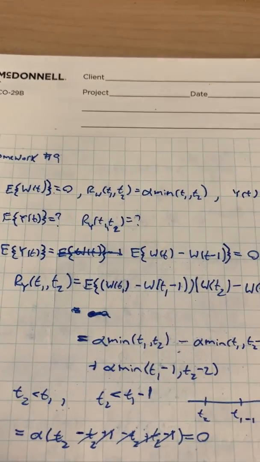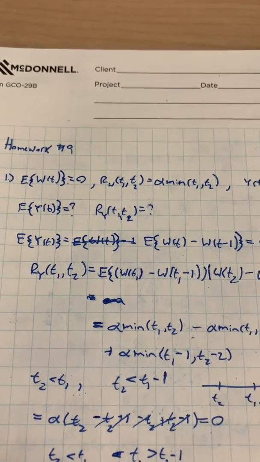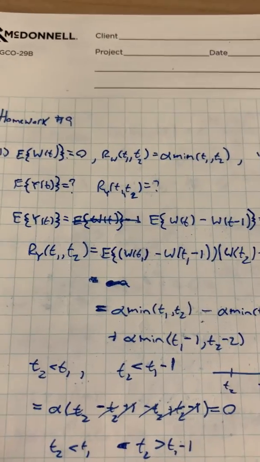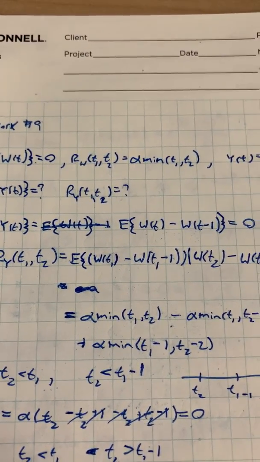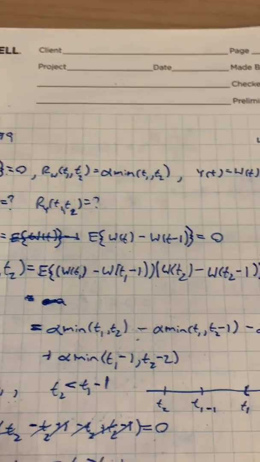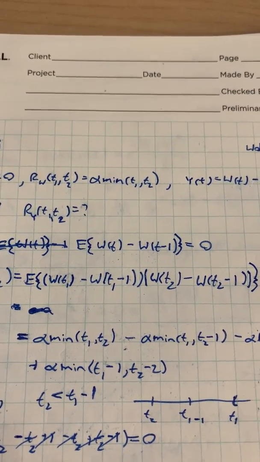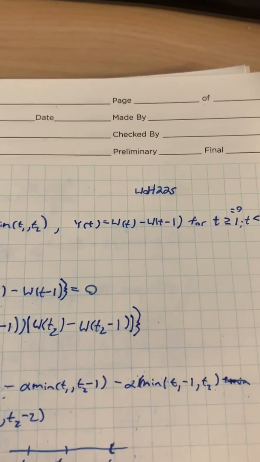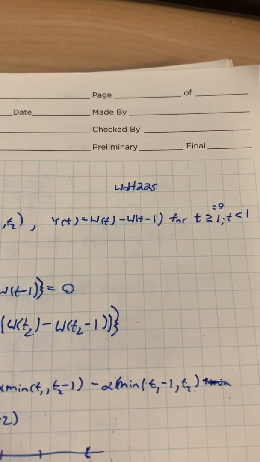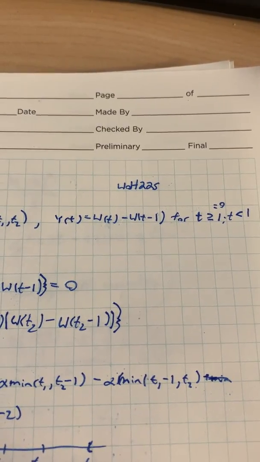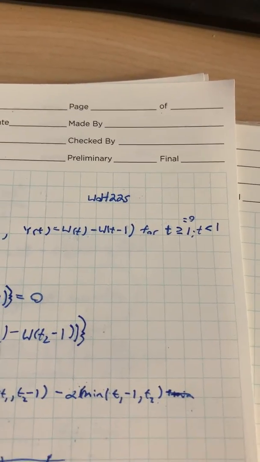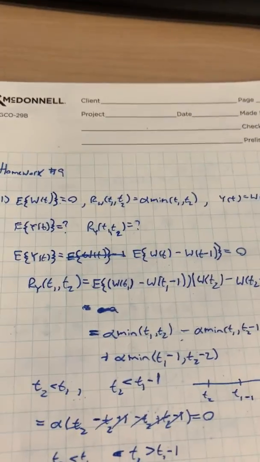For this problem, we are given W(t), a stochastic process with the expected value of W(t) equal to 0. And we are given the autocorrelation of W(t), which is equal to alpha multiplied by the min of t1 and t2. We define Y(t) as W(t) minus W(t minus 1), and that's given for t greater than or equal to 1 and t less than 1.